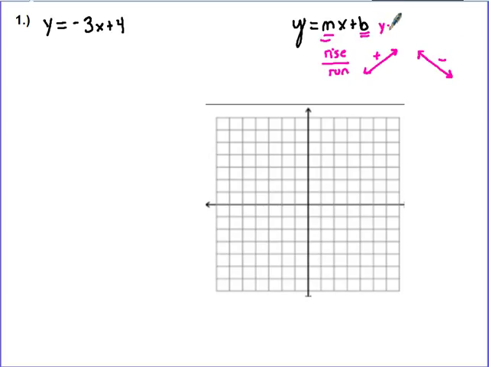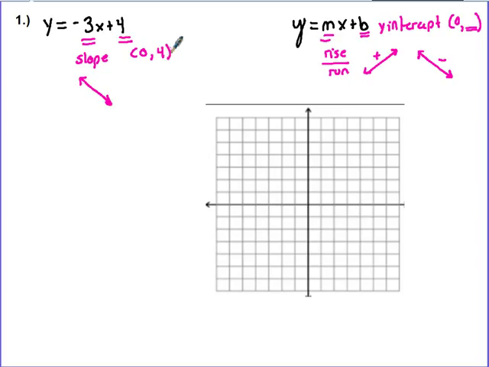B is your y-intercept. Remember, at your y-intercept, your x value will always be 0. So for number 1, the equation is already in y equals mx plus b form. So I have my slope. It is negative. That's telling me my line should be falling. And I have a starting point, my y-intercept, so the ordered pair 0, 4.